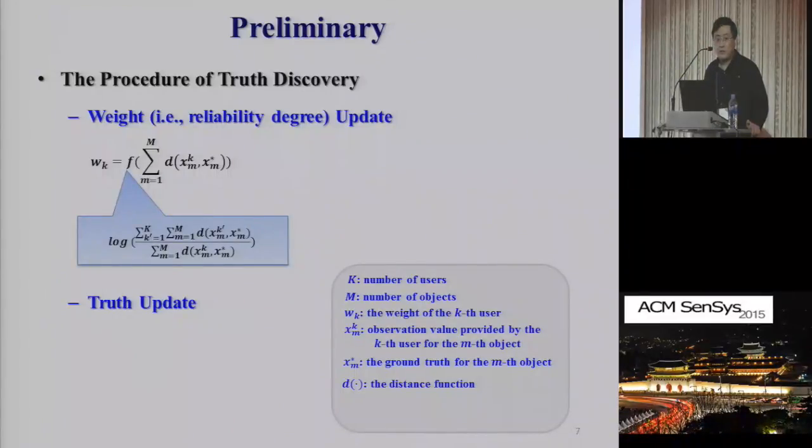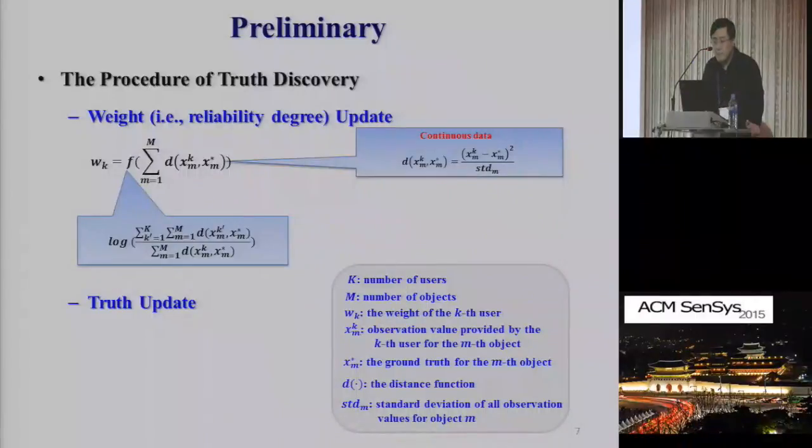This is very intuitive because the longer the distance between the user's observation and the truth, the lower the weight that should be assigned to this user. For example, we can use this function as the f function. Regarding the distance function, it is actually different for different types of data. For continuous data, we can use the squared distance normalized by the standard deviation of the observations regarding the object M.